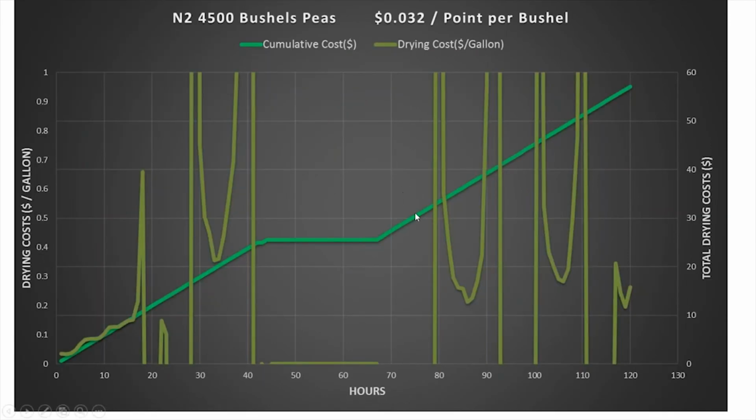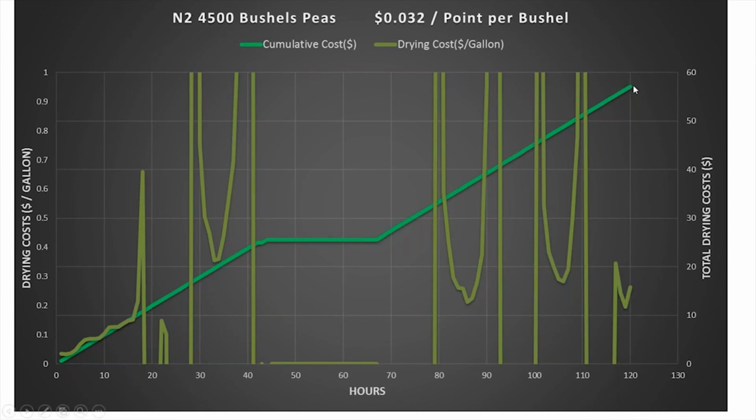Here's a plot of our costs. This light green line is the cumulative cost through the drying event. You can see here, this is basically just a fan running, so there's a pretty shallow curve. Here the fan was shut off.